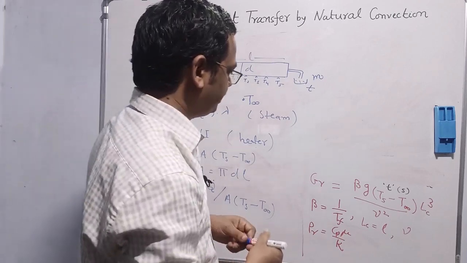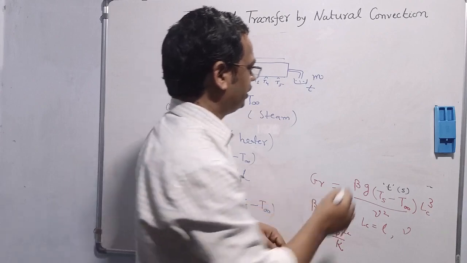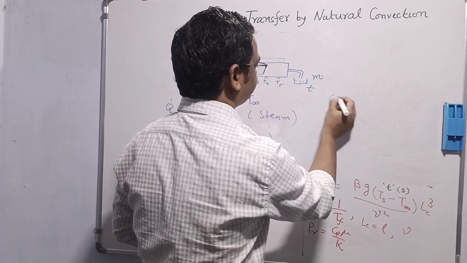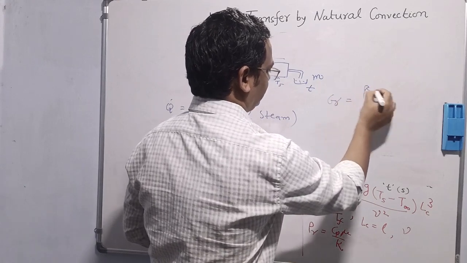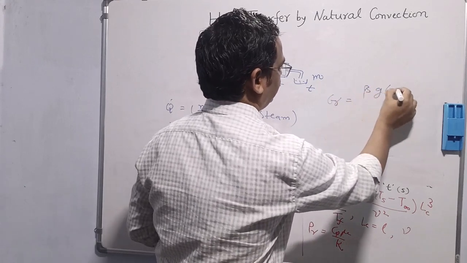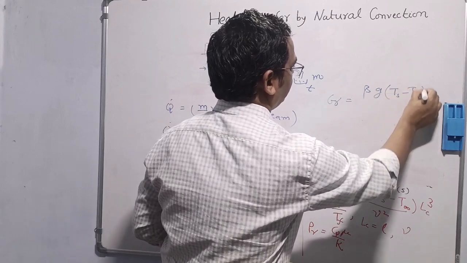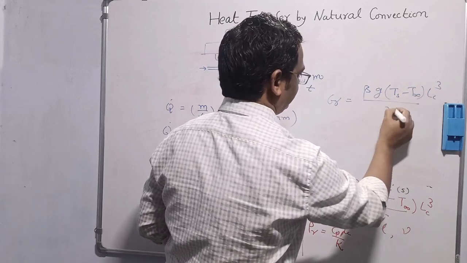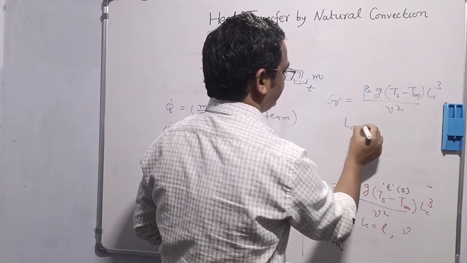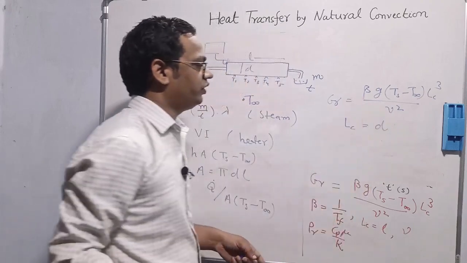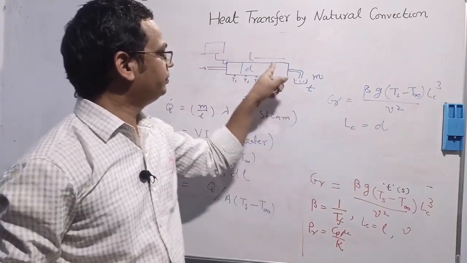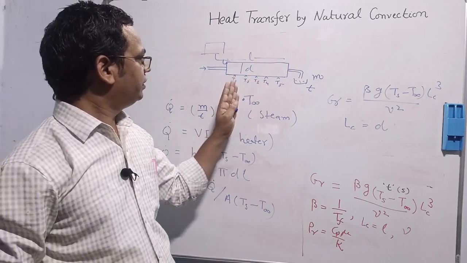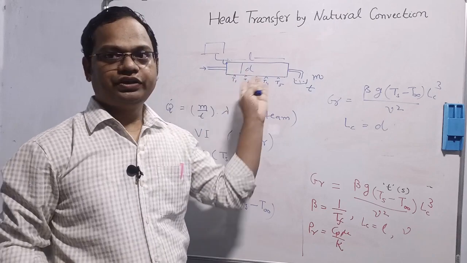Now coming to the theoretical study. So now Grashof number will be, this time, beta g Ts minus T infinite Lc cubed divided by nu square. Here Lc this time will be D, not L but D, diameter of the tube, because buoyancy effect is working in this case normal to the axis of the tube.